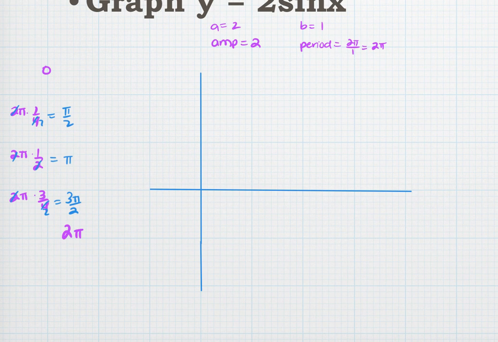Then I'm going to draw my x and y axis, and I'm going to mark those 5. It has to be 5 key points on the x-axis. So the first one is at 0. The second one is at pi over 2. The third one is at pi. The fourth one is at 3 pi over 2. And the last one is the period, which is 2 pi.